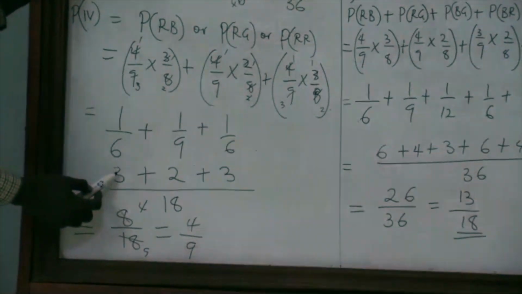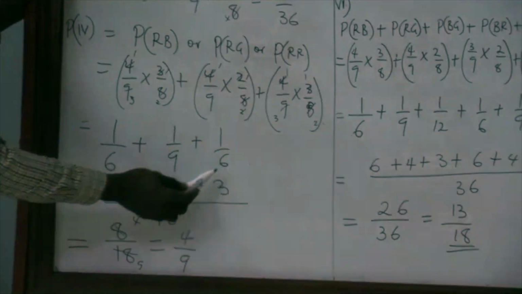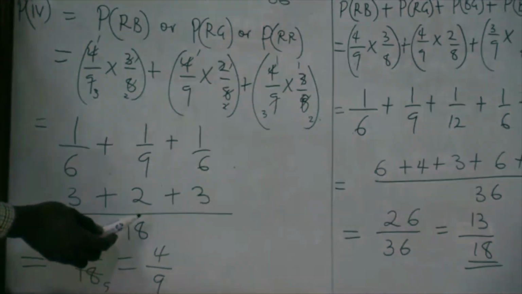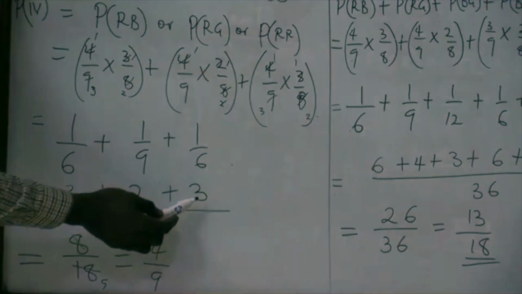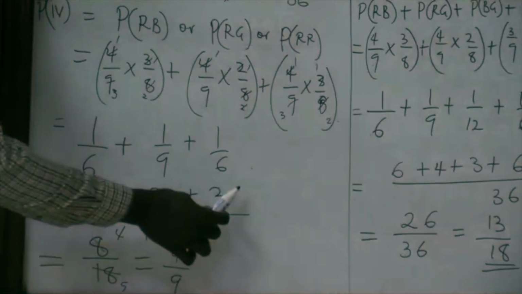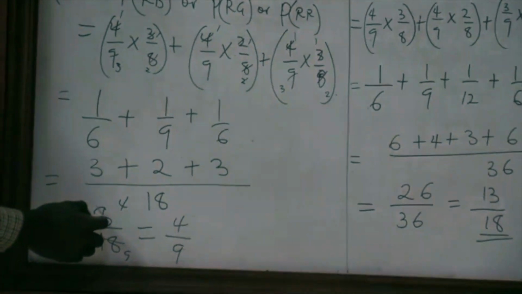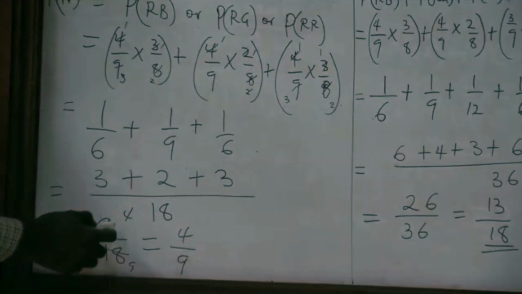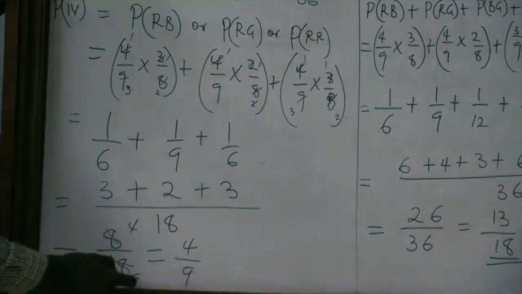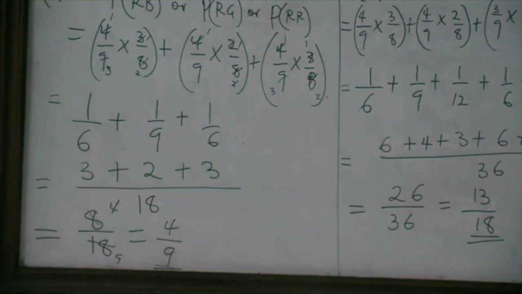3 times 1, 3. 9 in 18, that is 2. 2 times 1, 2. 6 in 18, that is also 3. 3 times 1, 3. So if I have this together, 3 plus 2, 5. 5 plus 3, 8. So that's 8 over 18. 2 in 18, that's 2 in 8, 4. 2 in 18, 9. So that's how I got my 4 over 9.